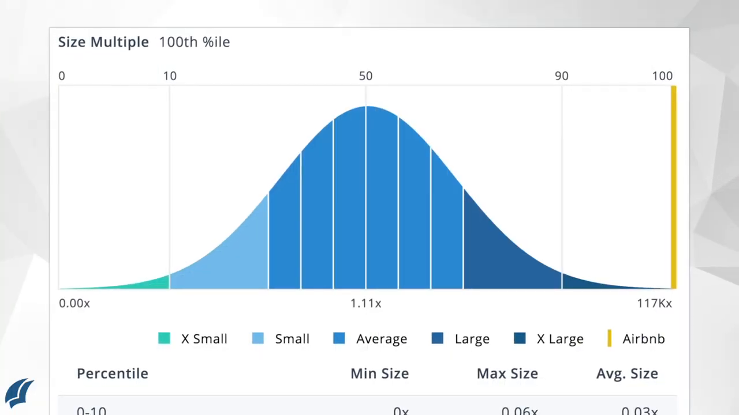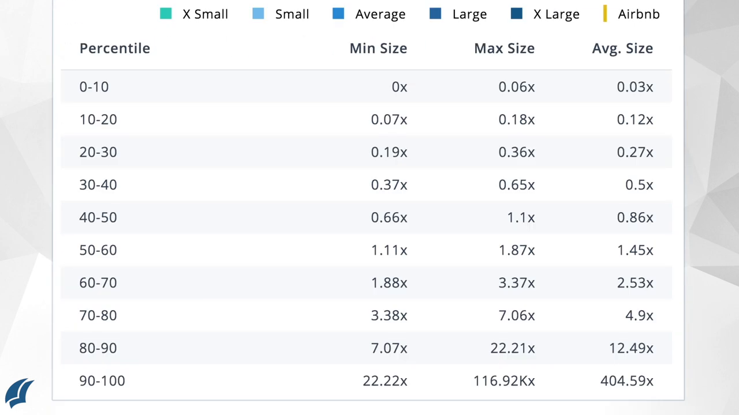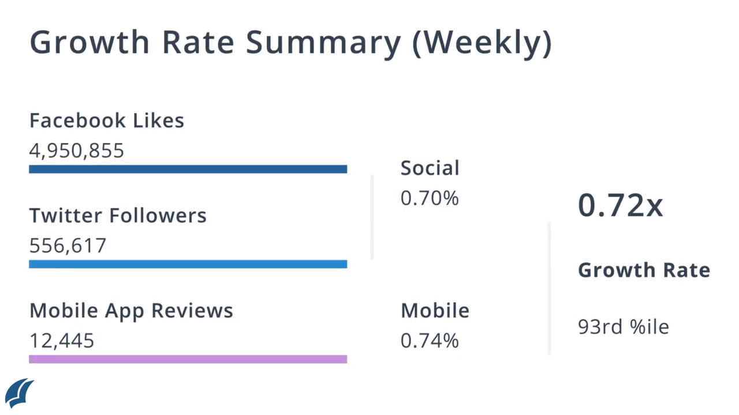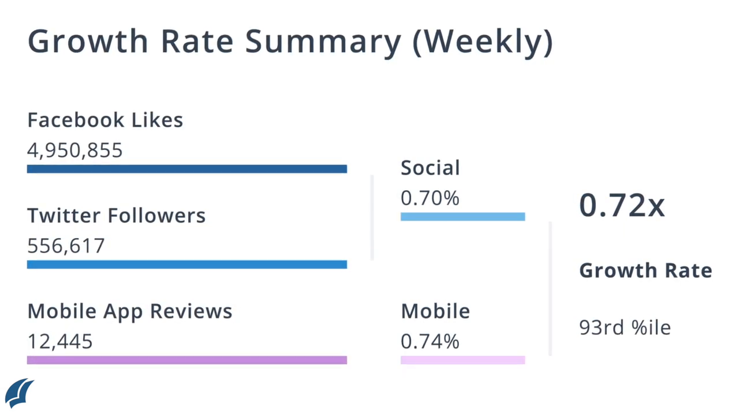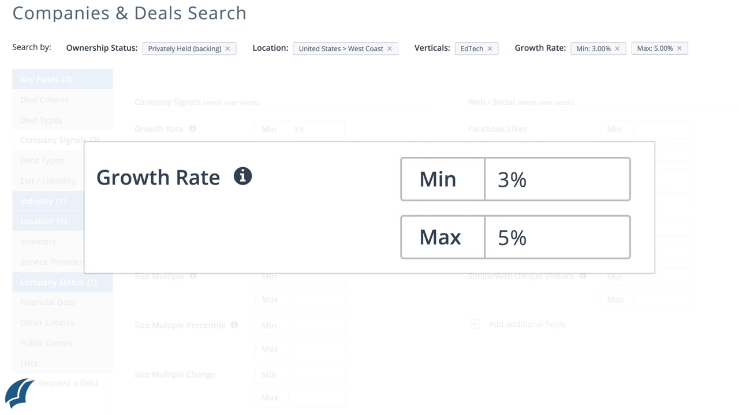With PitchBook Signals, you can now view a company's online trends over time, as well as its ranking within the universe of companies tracked by PitchBook. The key metrics provided include Twitter followers, Facebook likes, web traffic, referring domains. All of this data can also be used in advanced searches within the PitchBook platform.